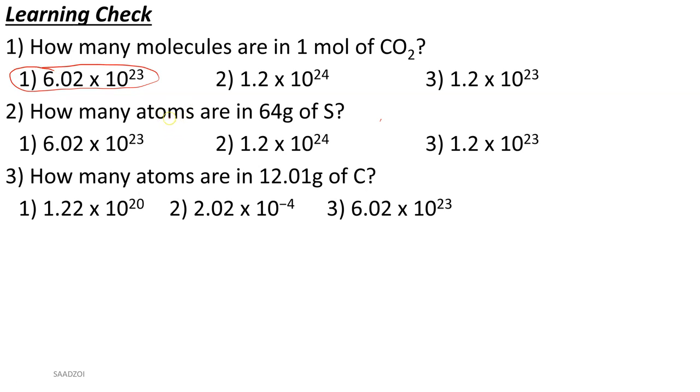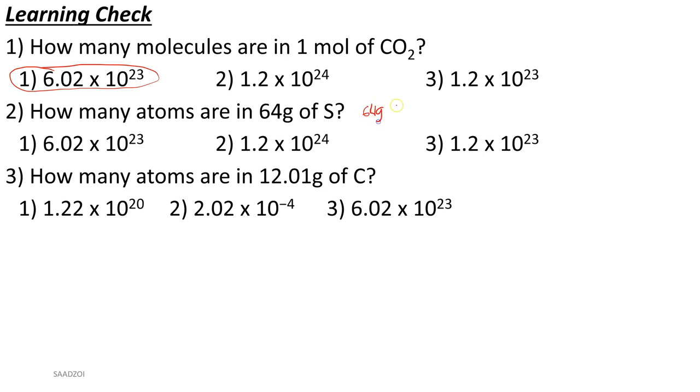So you have 6.02 times 10 to the 23rd molecules of CO2 in 1 mole. What about how many atoms are in 64 grams of sulfur? A little bit more work, because first we need to go to moles. We can't go from grams to atoms directly. So how do we do that? Well, first we want to go to moles.